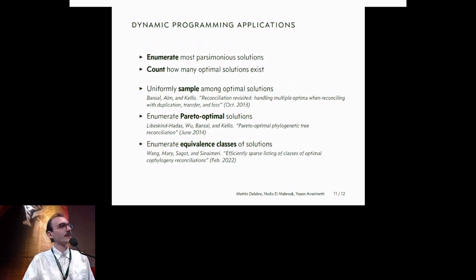And then there are more advanced applications, of which I just mention three here. We can uniformly sample optimal solutions. In case we don't have values for the costs of the events, we can just enumerate solutions which are called Pareto optimal. These are the solutions for which the counts of the events cannot be better than they are. And we can also create equivalence classes of solutions and enumerate them.